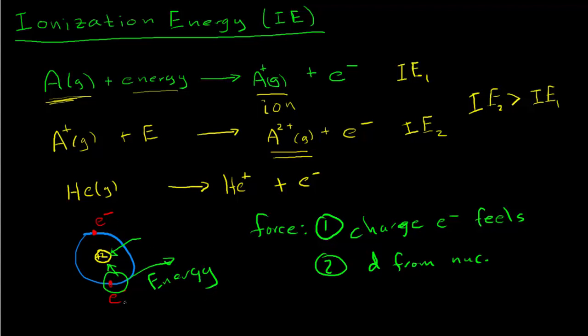So from our little simple pictures of what the electrons might be doing in an atom, we can think about how the ionization energy might be affected by these two factors, charge and distance. So now let's look at some experimental data.